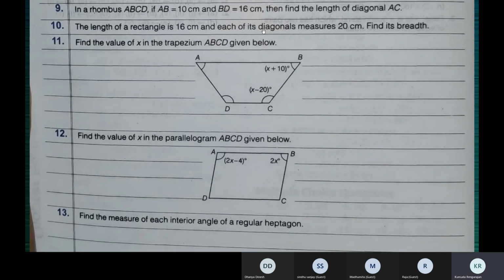Please work question number 10, which you see on your screen. Write down the question and work it now.